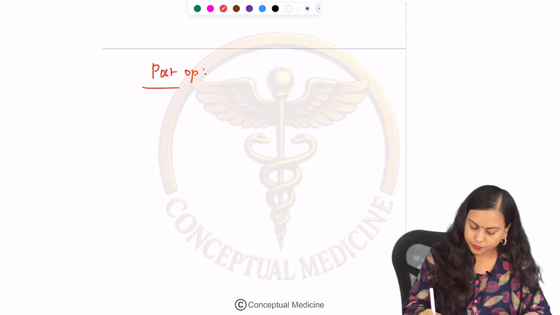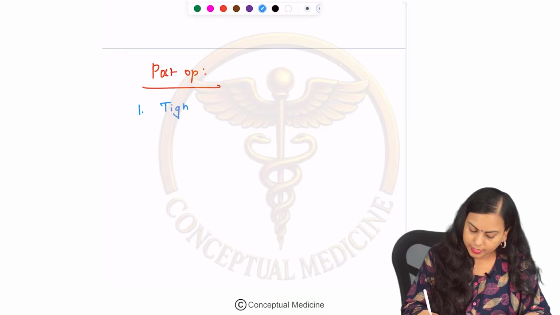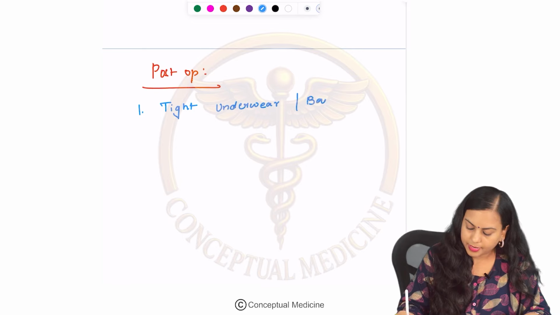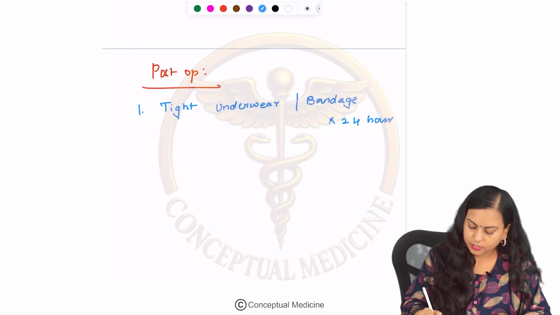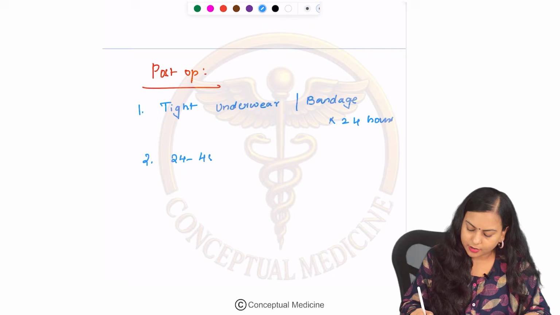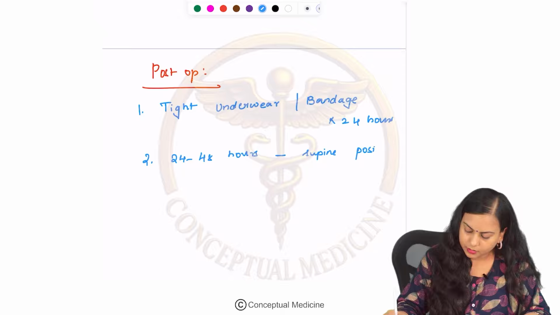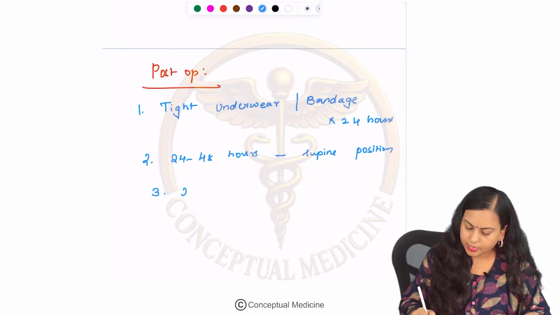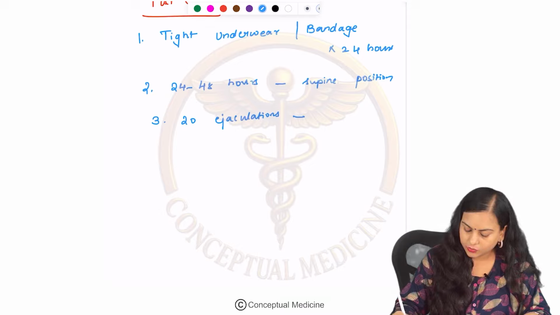Okay, and after doing this procedure, in the post-op, you have to advise the man to wear tight underwear or bandage for 24 hours. Then for 24 to 48 hours, he should rest in supine position, and it is necessary that 20 ejaculations should be done after that to clear the sperms.